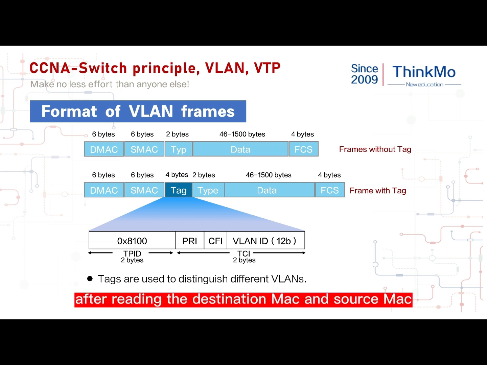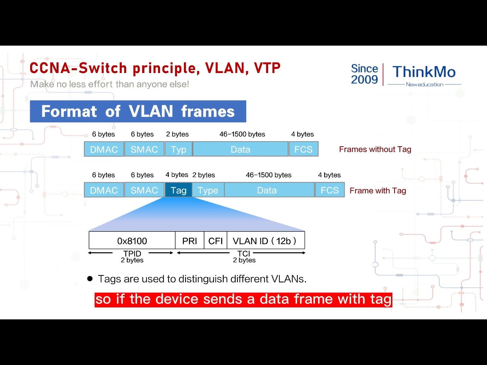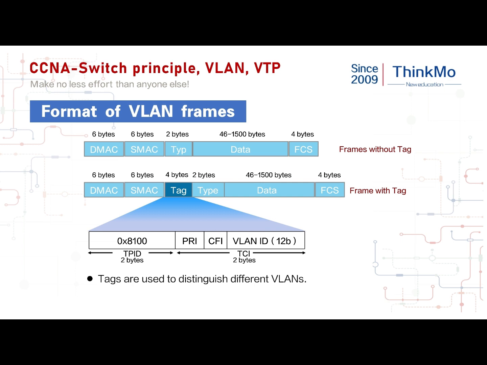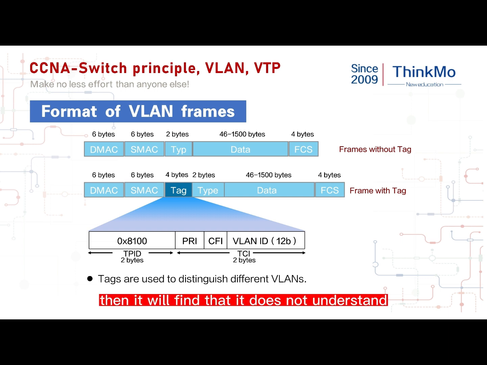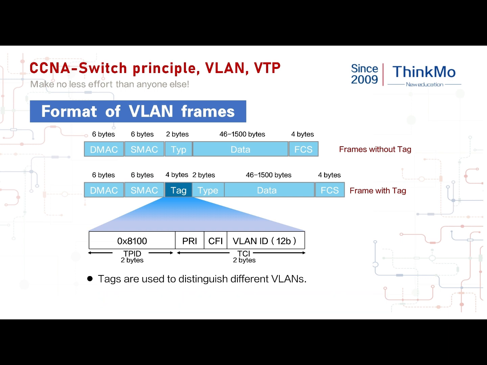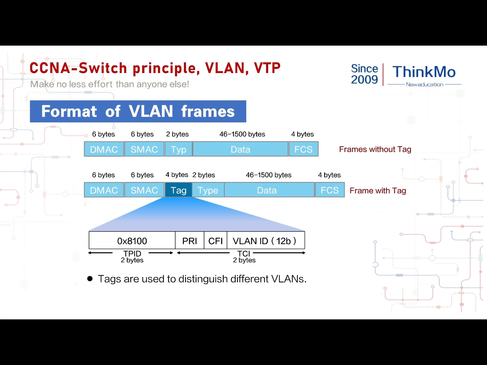After reading the destination MAC and source MAC, it should continue to read the type. So if the device sends a data frame with a tag, other devices will interpret the data frame according to the type. Then it will find that it does not understand. Because there are 2 bytes in the original type. The first 12 bytes have been read. The 2 bytes of type should be read.